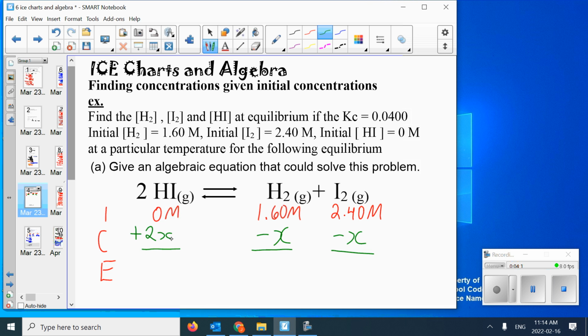So 0 plus 2x is 2x. I'm not going to use the units on here. 1.6 minus x is just 1.6 minus x. It's an expression. I'm going to just put it in brackets. It makes me feel better. 2.40 minus x. These are our equilibrium concentration expressions. Okay. Are we cool with this? Next.